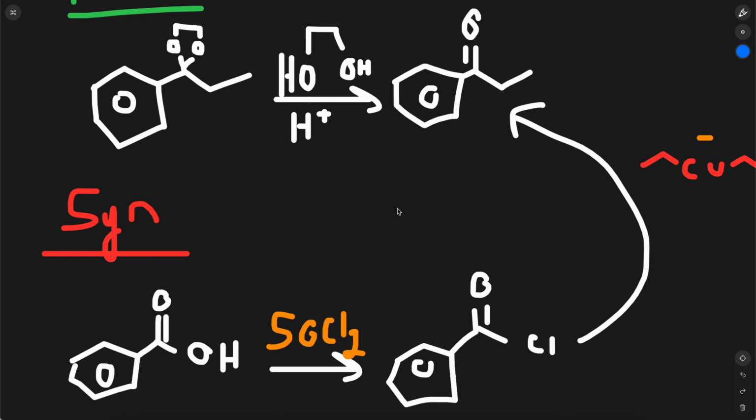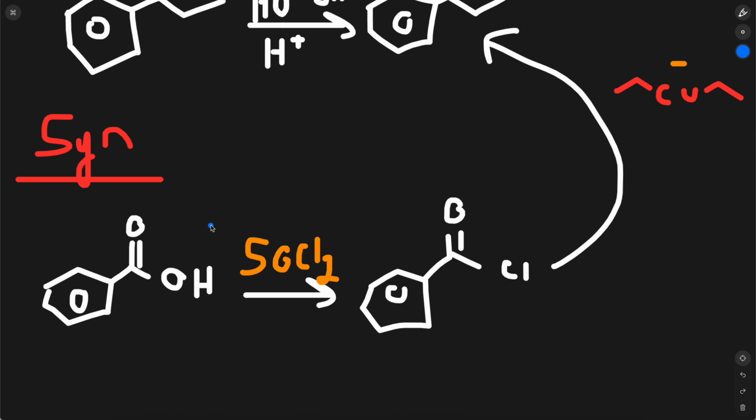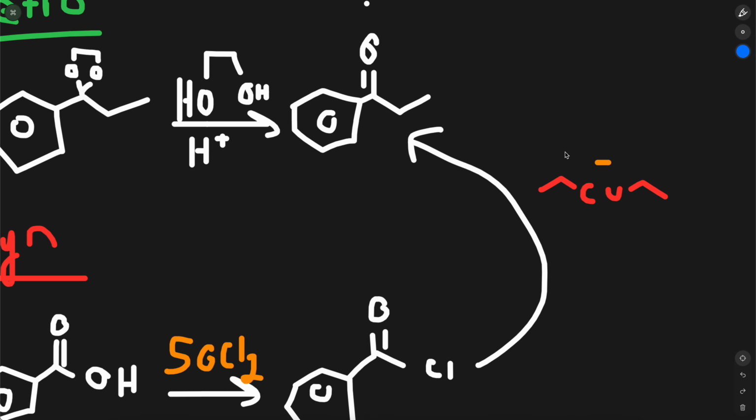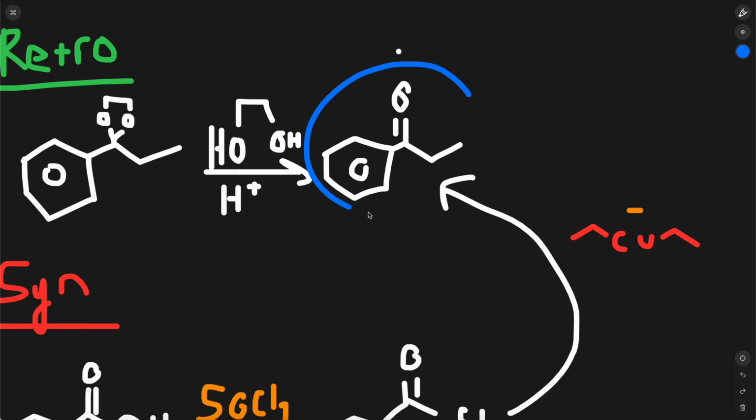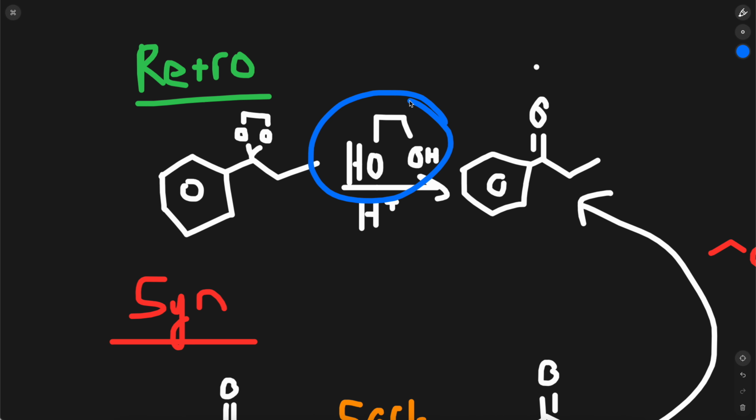So the overall synthesis would go, so you have your carboxylic acid, you use SOCl2 to get the acyl halide, then we use lithium diethyl cuprate to form a ketone with the ethyl group attached, and then we use cyclic acetal reactions to make our, this is technically a protecting group, but our cyclic acetal.